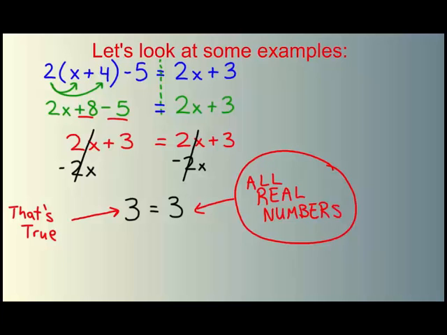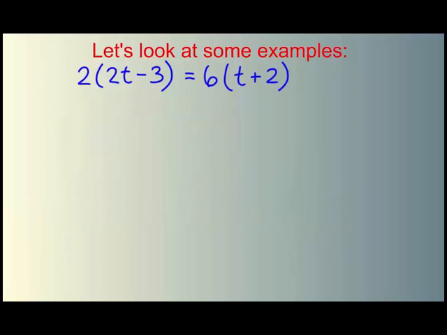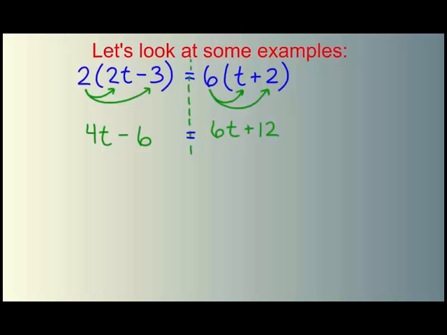Let's go ahead and look at one more example. In this case, hopefully you've noticed that I'm going to have to use the distributive property on both sides in order to start simplifying each side of this expression. So I'm going to go ahead and distribute the 2 on the left, and I get 4t minus 6. Distribute the 6 on the right side of the equal sign, and I get 6t plus 12.